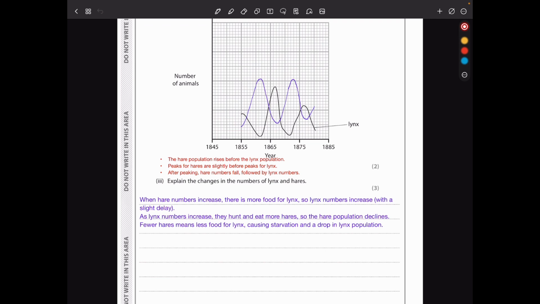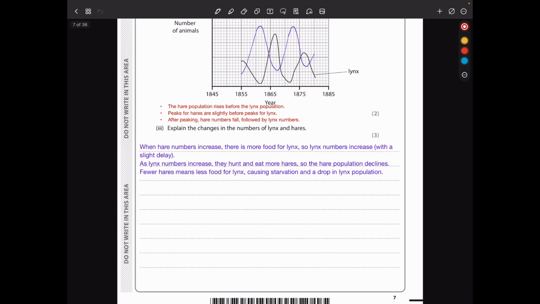When the hare numbers increase, there is more food for the lynx, so the lynx numbers increase with a slight delay. As lynx numbers increase, they hunt and eat more hares, so the hare population declines. Fewer hares mean less food for the lynx, causing starvation and a drop in the population of the lynx. That's why when the hares are decreasing, this is because they're being eaten, and when they are at their lowest, we see the lynx begin to decrease because there is no food for them to eat, and that gives time for the hares to begin to increase as well.